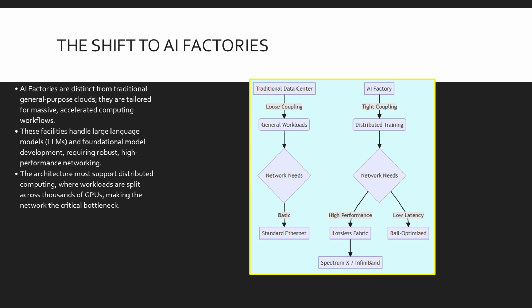What did we learn? We learned that AI workloads demand a specialized infrastructure where the network is integral to compute performance. The important point is that in an AI factory, the network determines the efficiency of the entire supercomputer.